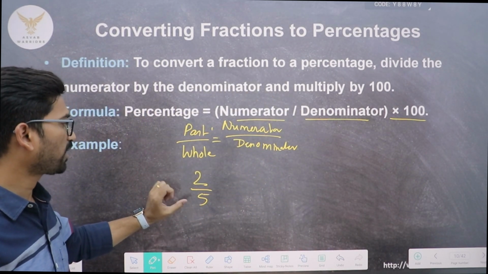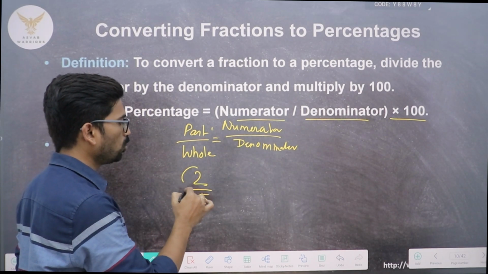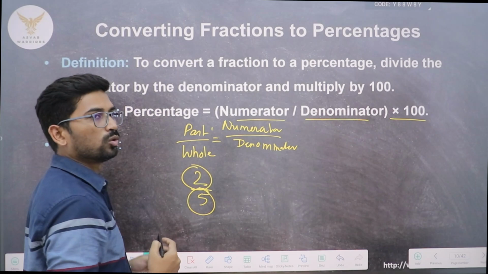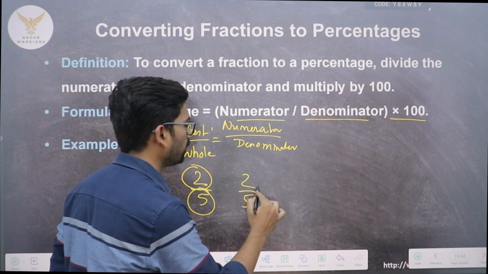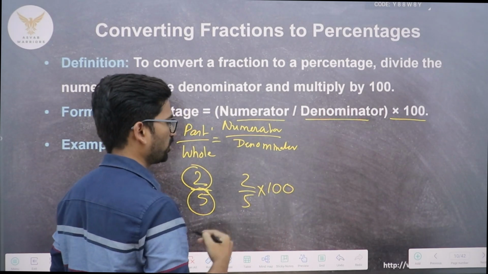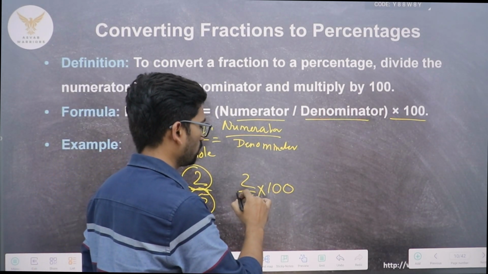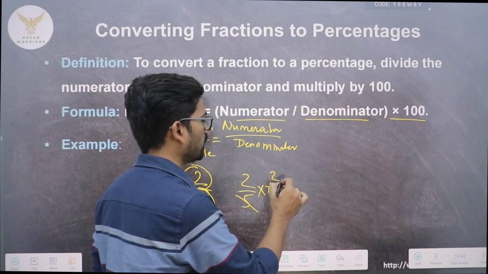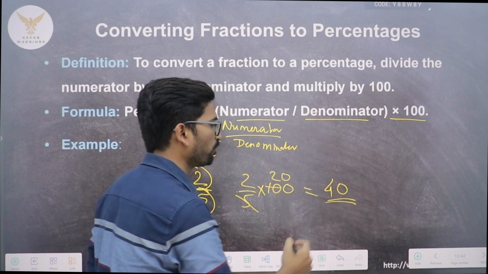Now let us say there is a fraction 2/5. So we can say it is 2 parts of 5: 2 parts, and 5 is a whole. So we will multiply 2 by 5 with 100, and when we do this calculation, we will get our answer in percentages. So 5 2s are 10, this 0 as it is, 2, 2. 20 times 2 is 40.